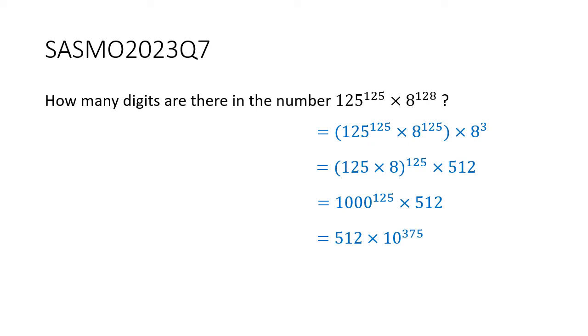So this gives us 512 times 10 to the power of 3 times 125, which is 10 to the power of 375. So what this number is, is 512 followed by 375 zeros. So altogether, we're going to get 375 plus 3 digits. So our final answer is 378.